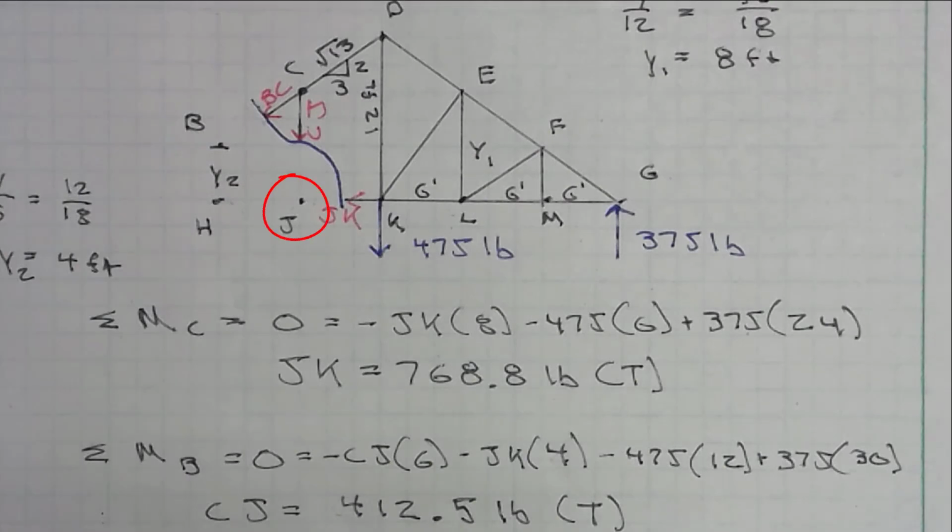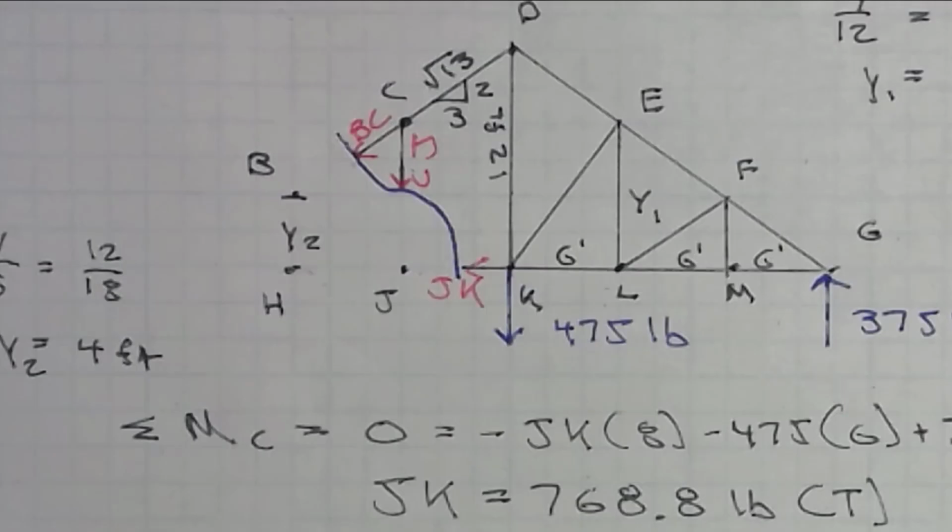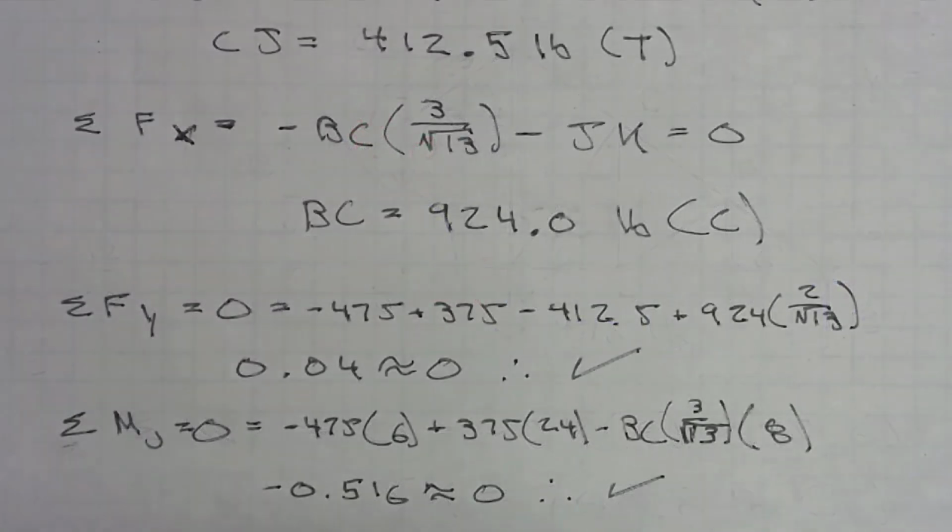Summation of moments about J, which is where I could have started as well. And if you notice, I could have started there, as opposed to the summation of moments about C, because JK and CJ drop out, leaving me only with BC, so I can solve directly for BC. I'm using it as a check in this case, and I get minus 0.516, close enough to 0. It's a check. Again, if I were to carry those decimals out further, I'd get a little more accurate, and that number would drop closer and closer to 0.